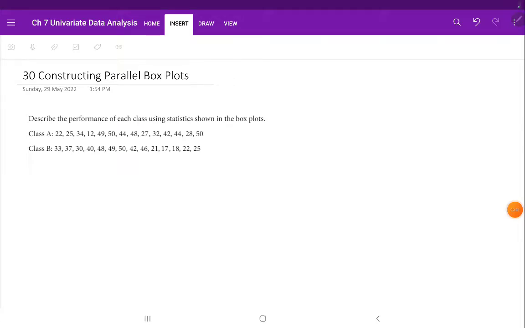Alrighty, let's have a look at constructing parallel box plots. How do we do this? Well, we need to work out the min, max, Q1, 5-number summary, Q3, and median for each of these data sets, and then we're going to graph them on top of each other.